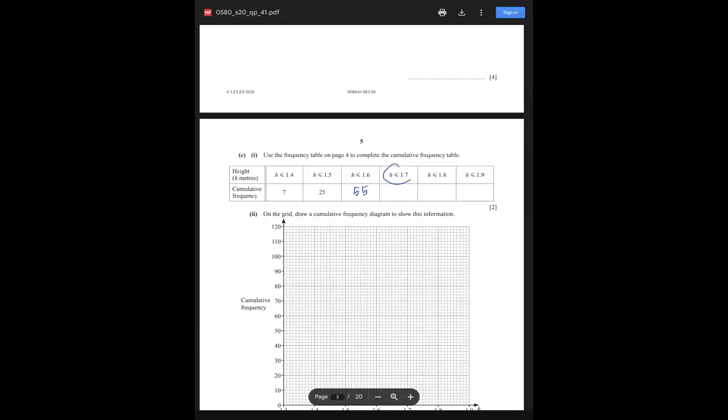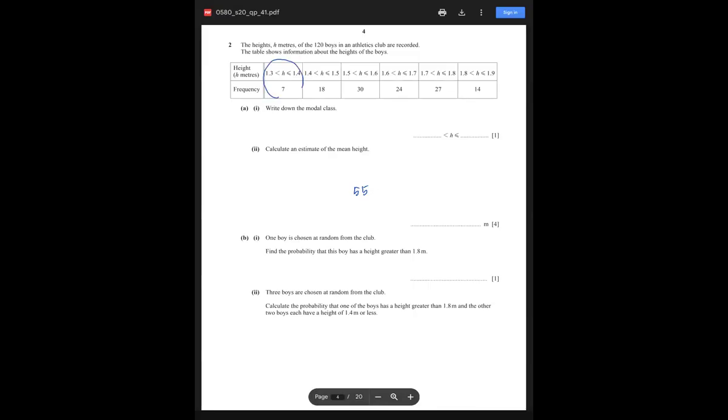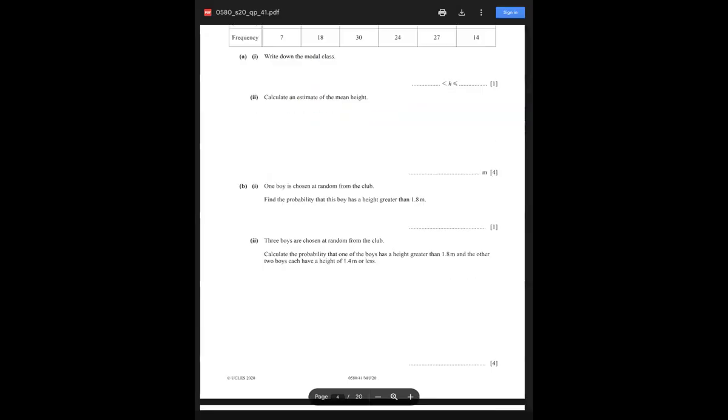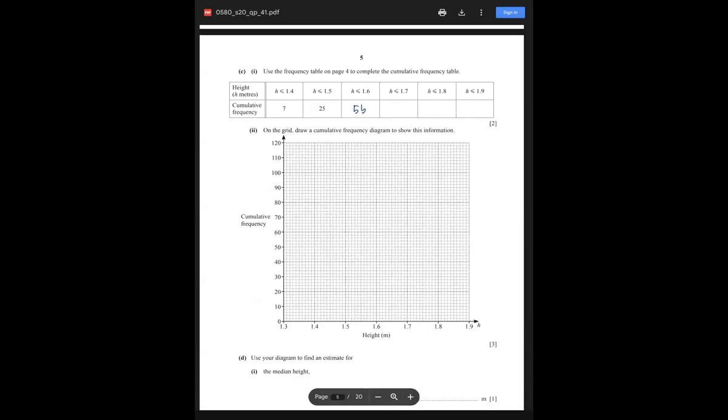Next one, I want to find the people who are less than or equal to 1.7. I'm looking at here, 1, 2, 3, 4. So I need to add all of these up, which is the same as 55, the first 3, plus the new group frequency. So it's 55 plus 24, which is 79. And you keep adding in the previous frequency. This one will be 106, this one 120.